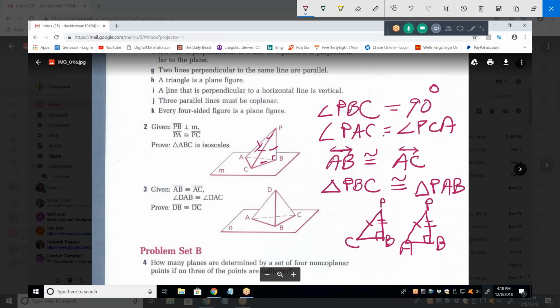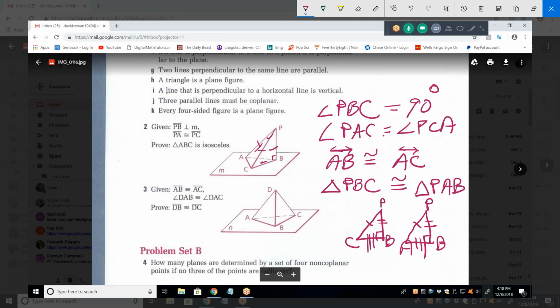It's a side and an angle. I forget what the theorem is for right triangle congruency, but those two are congruent. So if those two are congruent, then it means CB is equal to AB. And then we know that that's isosceles because that's the definition of isosceles. Exactly.